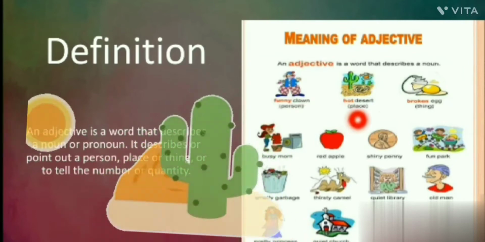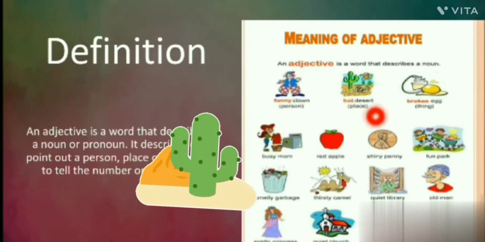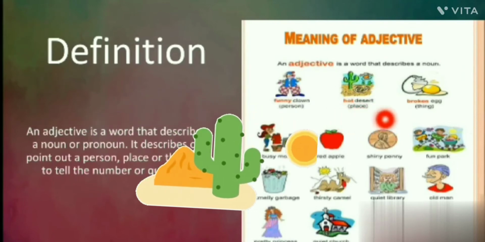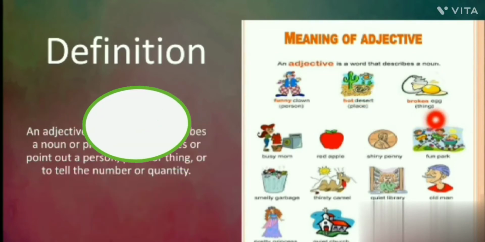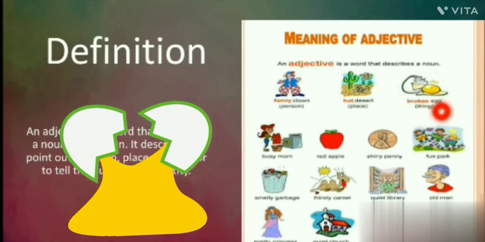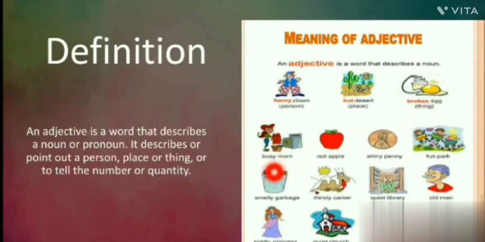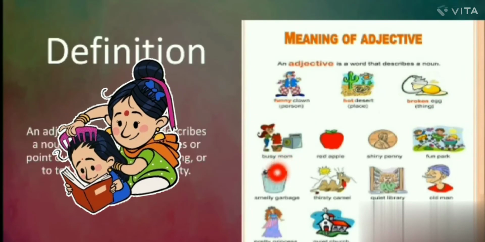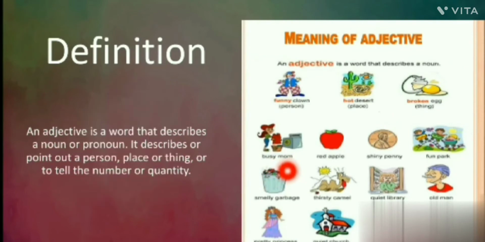Next, example of place. Desert. Hot desert. Now hot is an adjective that is describing something about desert, which is a place. Next example is of a thing. Egg. Broken egg. Now egg is a thing and broken is modifying egg. Next one. Busy mom. Busy is an adjective adding meaning to mom, which is a noun.